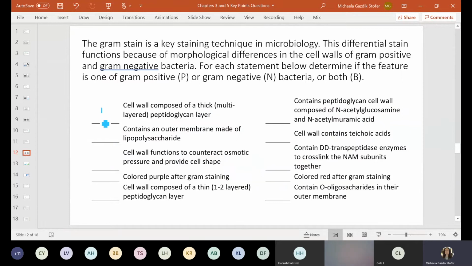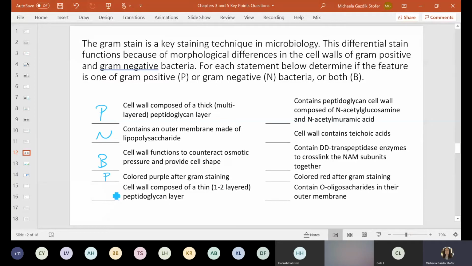So a thick layer of peptidoglycan, gram-positive cells. The outer membrane of lipopolysaccharide, gram-negative cells. The cell wall functions to counteract osmotic pressure. That's both of them. That's the general function of a cell wall overall, is to provide protection to the cell. Colored purple after gram staining. Okay, we'll talk about the gram stain in a minute, but purple and positive both start with P. So your gram-positive cells are purple.